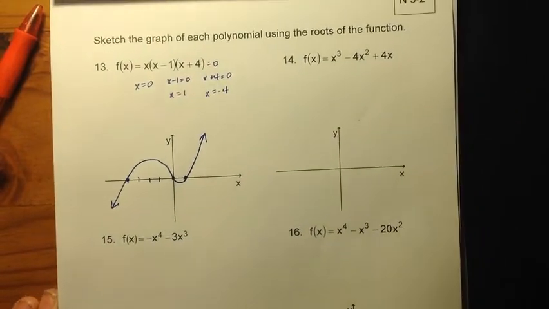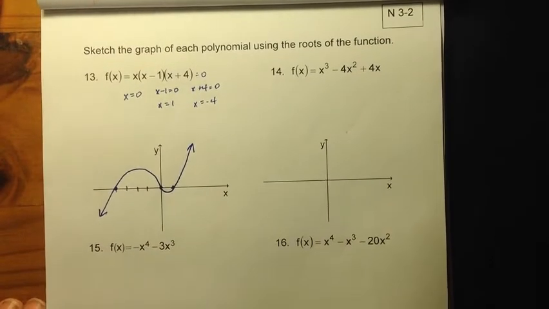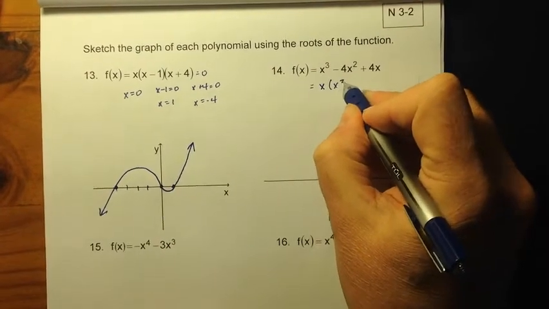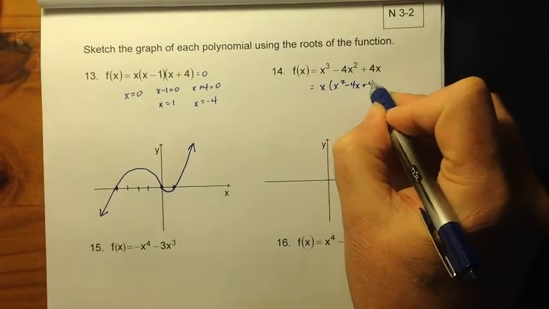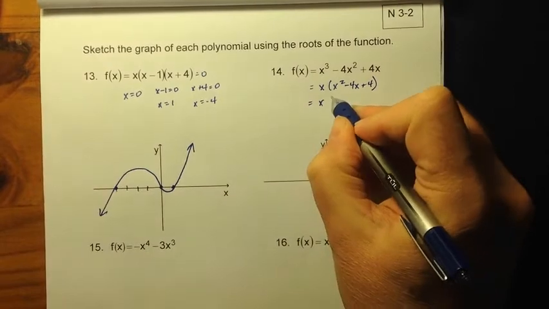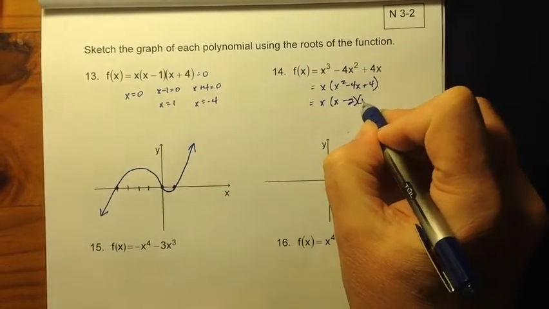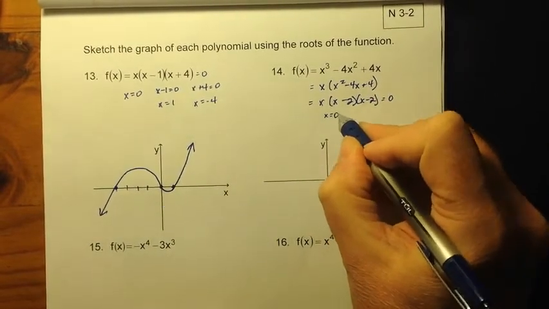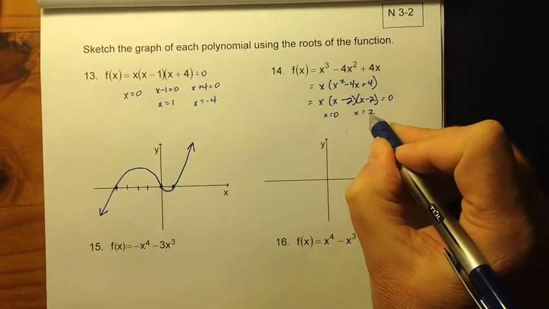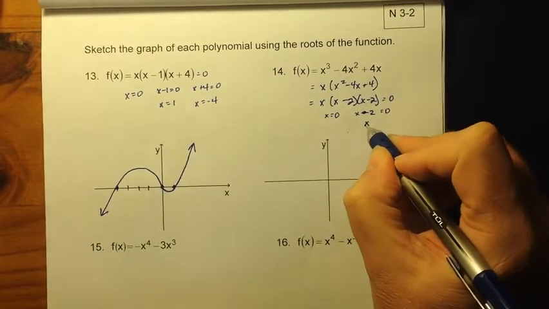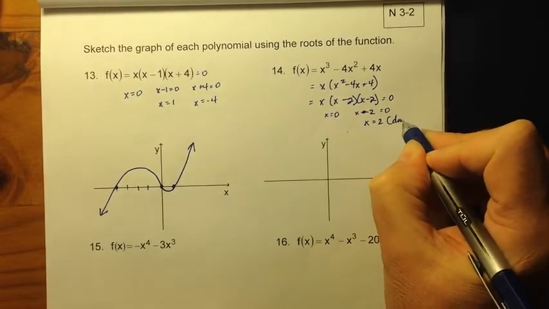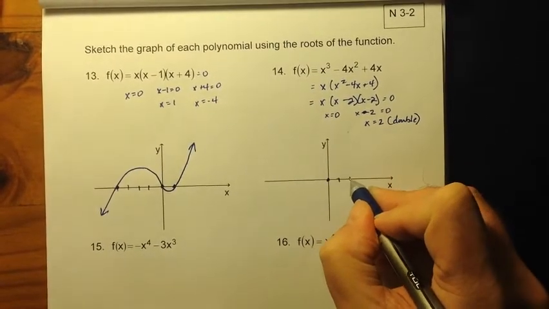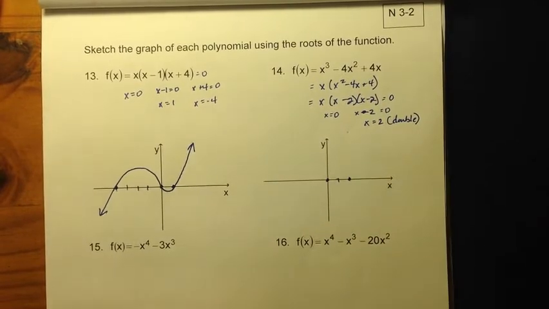Number 14, I've got to factor this. So I'm going to factor an x out. That leaves me x squared minus 4x plus 4. And then that factors further to x minus 2 times x minus 2. So if I put this equal to 0, I get x equals 0. And then x minus 2 equals 0, x equals 2. And that's going to be a double root. So at 0, and then at 2, I've got a double root.